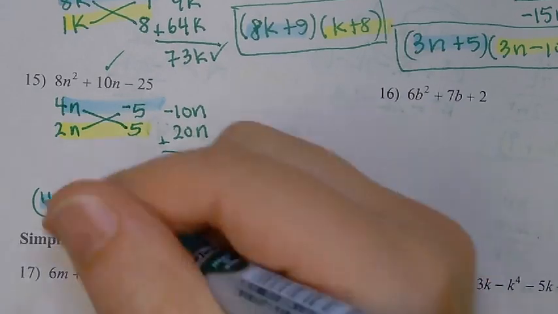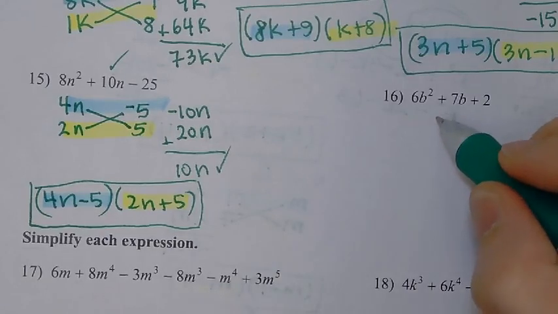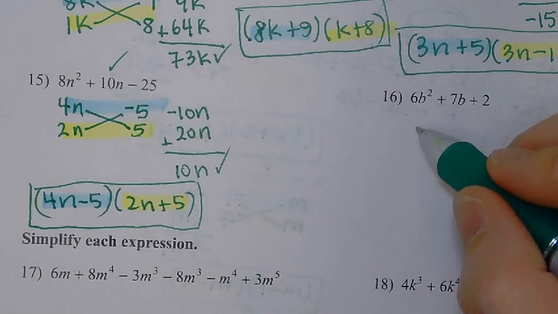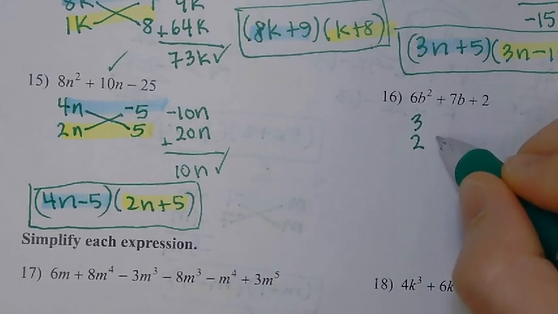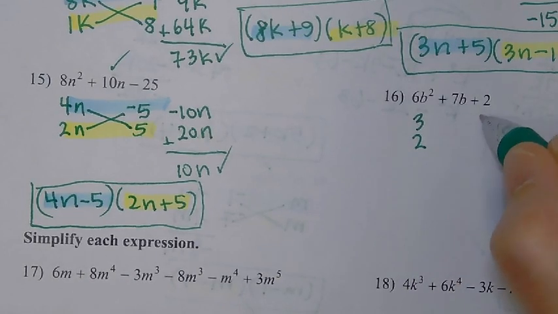All right, our very last one. 16. Okay, so B can be 1 and 6 and 3 and 2. I'm going to try 3 and 2. We don't want to get too big. I could be wrong, though. We'll see. And then 2, let's put that on the top.